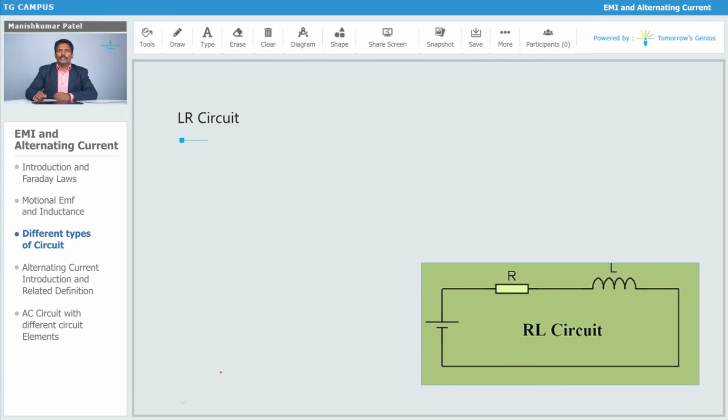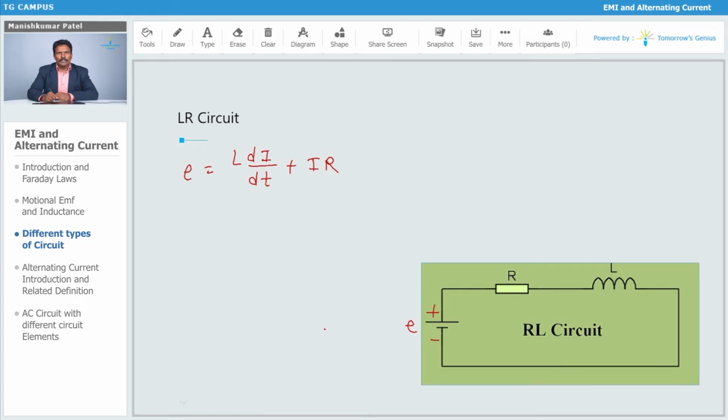The next thing we are going to see is the LR circuit, which consists of a resistor and an inductor connected in series to an external supply, let's say E. So considering the magnitude of the total EMF, the voltage across the inductor is L di by dt, and the voltage drop across the resistor is I into R. That is how we can write it down: E is equal to L di by dt plus I R.